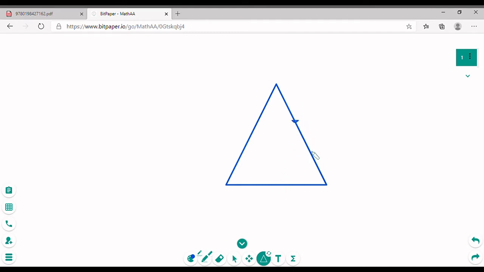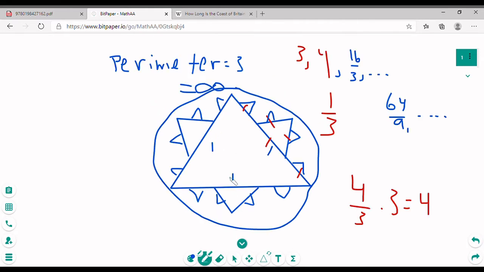You chop each edge into thirds, and then on each middle third you make a smaller snowflake. Now I'm not doing it to scale here. Okay, this looks pretty terrible. This is an example of what's known as a sequence.